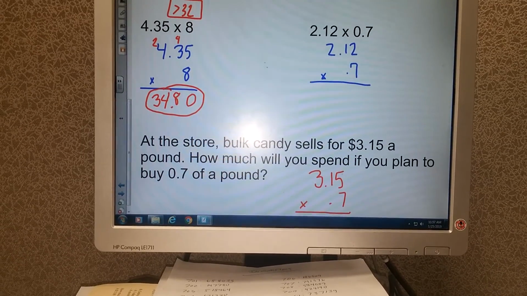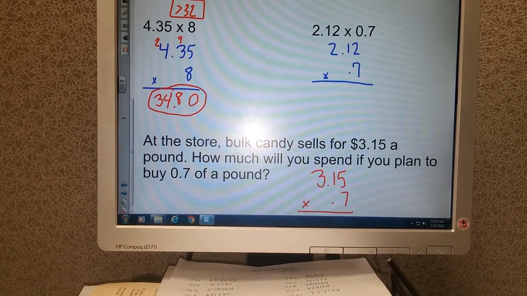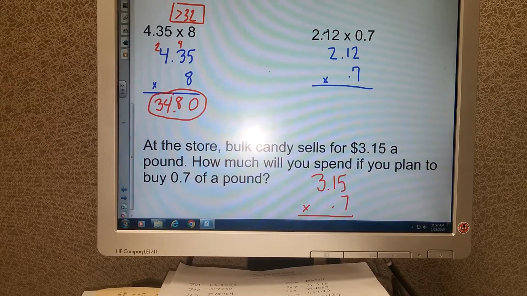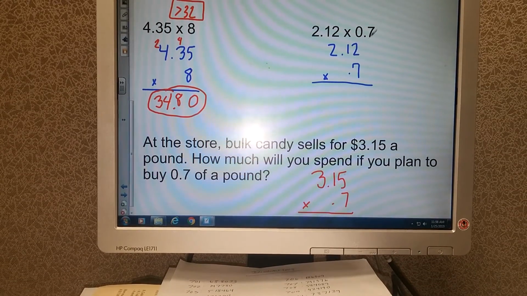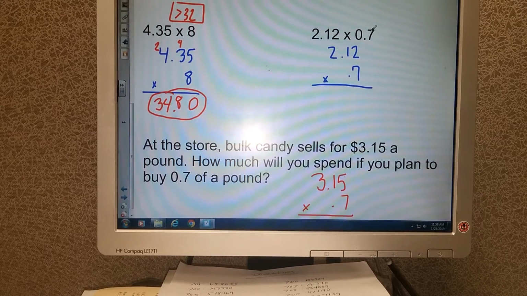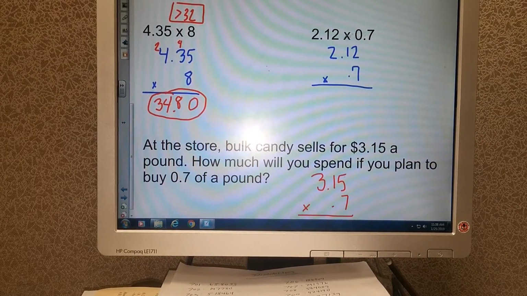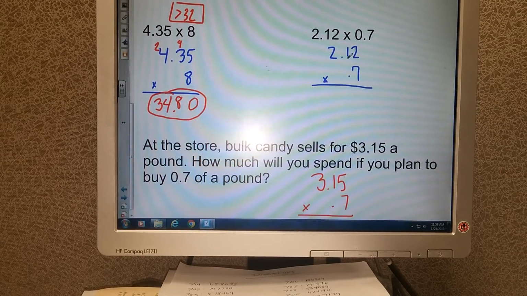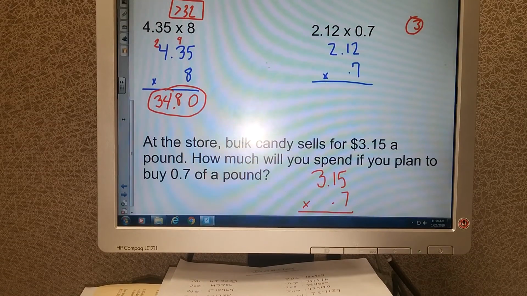The second one, 2 and 12/100 times 7/10. Well, I know this is a little bit more than 2, and this is less than 1. So if this number were 1 whole, my product would be 2.12. Because it's less than 1 whole, my answer is going to be less than what I started with. So I'm going to count my digits after the decimal place. I have 1, 2, 3, so I know I'm going to have to put 3 digits after my decimal place.